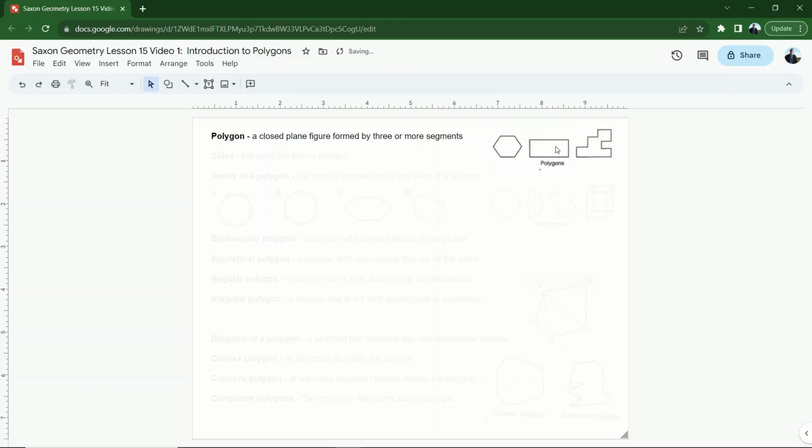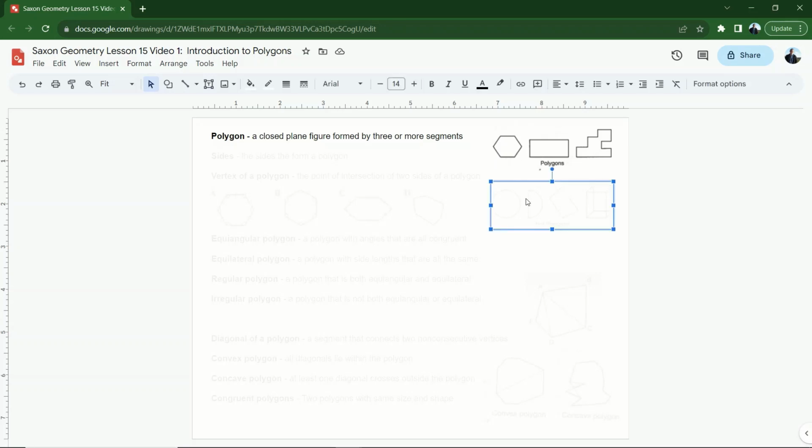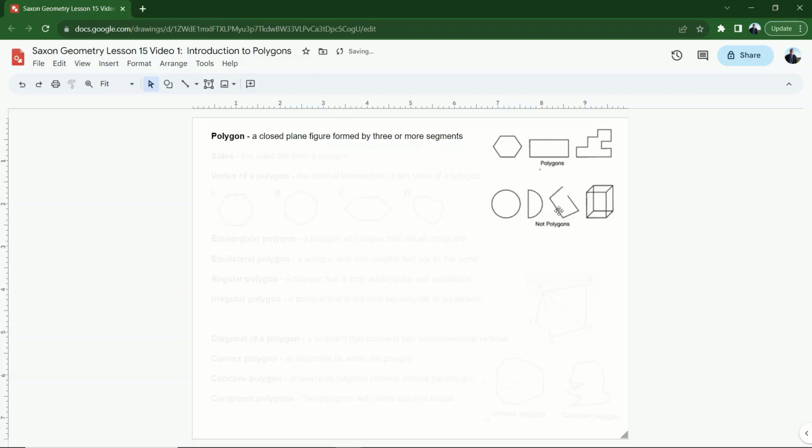Here's a picture of some polygons. Notice that these are flat figures where all of the sides meet in angles. These are not polygons for various reasons. First of all, this first one is not made by segments, it's made by curves. The second one has a segment, but then it has a curve. It's not made entirely of segments, so it's not a polygon. The third one is an open figure. It's not a closed figure, so not all of the sides meet in angles. There's a gap. And then the last one is 3-dimensional. It's not flat, so that's not a polygon either.